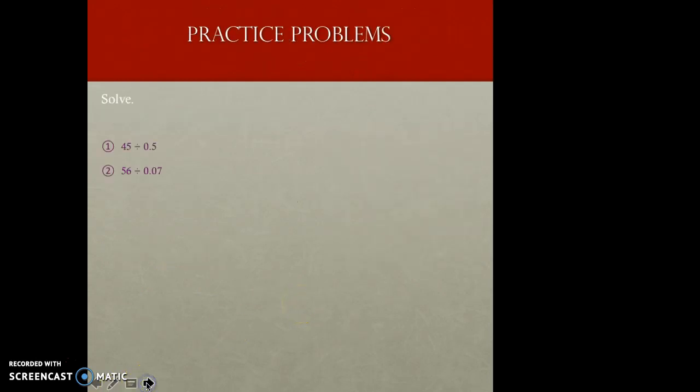All right, so we're going to go right to the practice problems. Put your 45 inside the bracket, your 5/10 outside, move your decimal in your divisor, move it in your dividend, and then solve the problem.